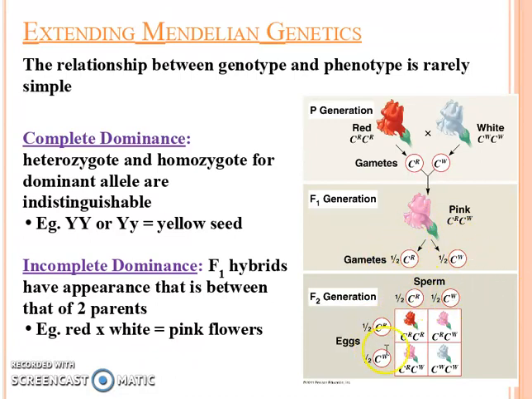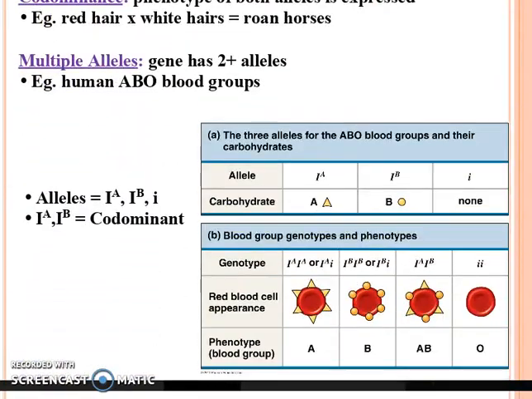I can set it up in this Punnett square to show that if I cross a pink and a pink, 25% will be red, 50% will be pink, and 25% of them will be white. This is incomplete dominance. This example right here, the flower is called snapdragons. They're a very common example to use in incomplete dominance, and it's a very by the book version of it.